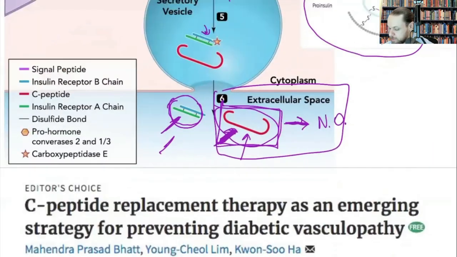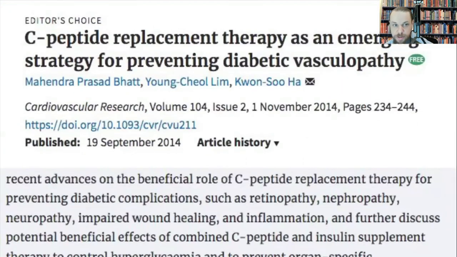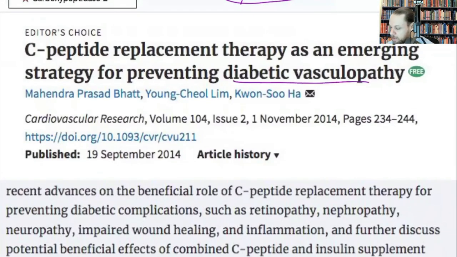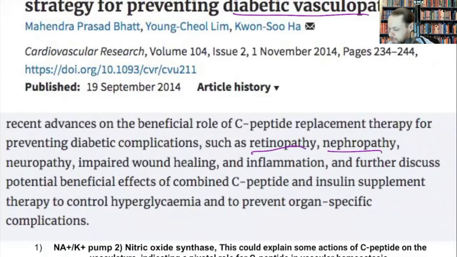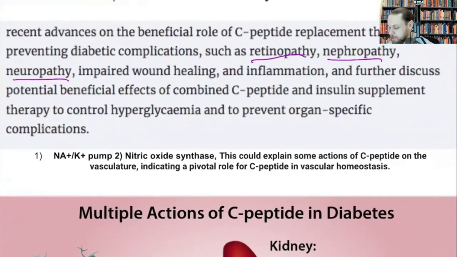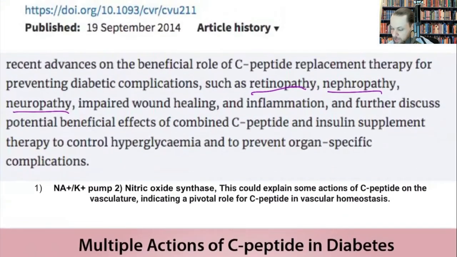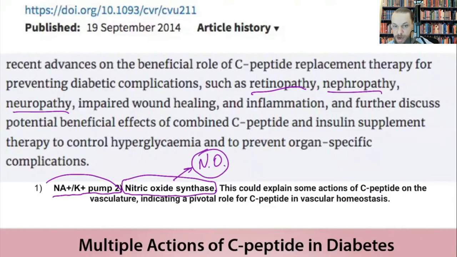So later on, there is an emerging therapy where they give patients C peptide replacement therapy, and this prevents the diabetic vasculopathy, or destruction of these small vessels, which we see in retinopathy, nephropathy, and neuropathy. So this is what they were giving, and what the C peptide does is it allows your sodium potassium pump to work, which we talked about before. And it also produces this nitric oxide synthase. This enzyme allows you to make active nitric oxide.